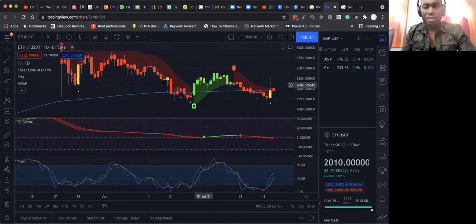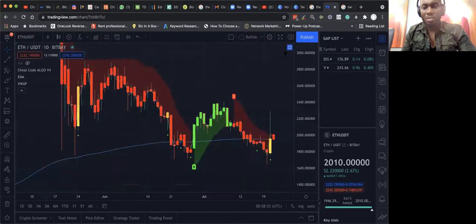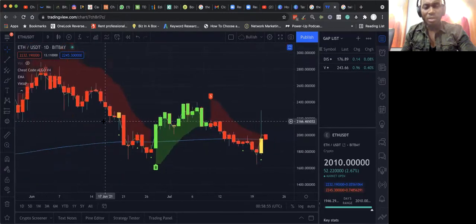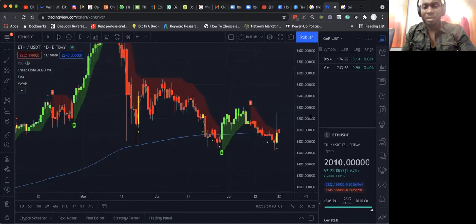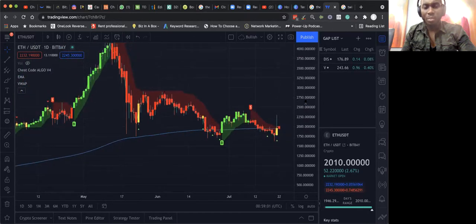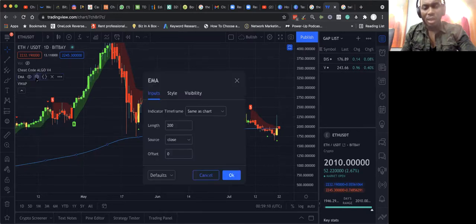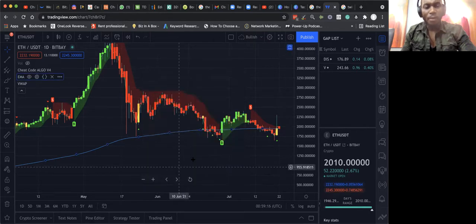My chart, okay, let's open this one up. I try to limit the number of indicators on my chart because you want to start off with the bare minimum so you can know exactly what you're looking at, you know what I mean?